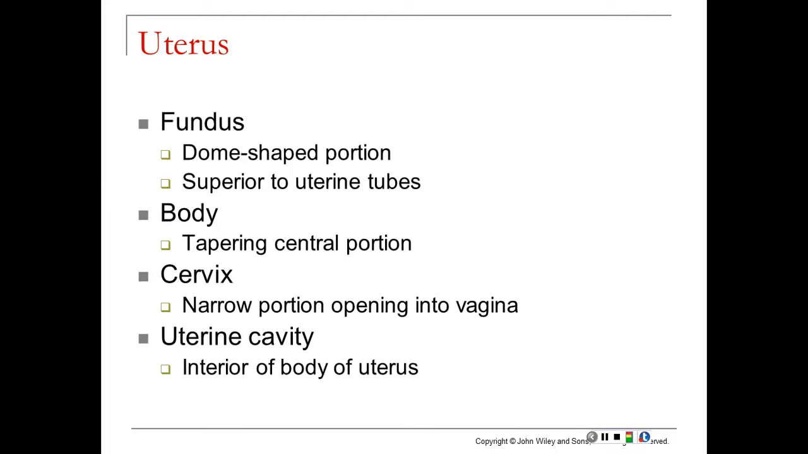There's a couple parts to the uterus. The fundus is the top part, or the most superior part. It's kind of the dome-shaped portion. There's the body, which is the tapering central portion. The cervix, which is the narrow portion opening into the vagina. The uterine cavity is the inside hollow part of the uterus, which could house a growing baby.